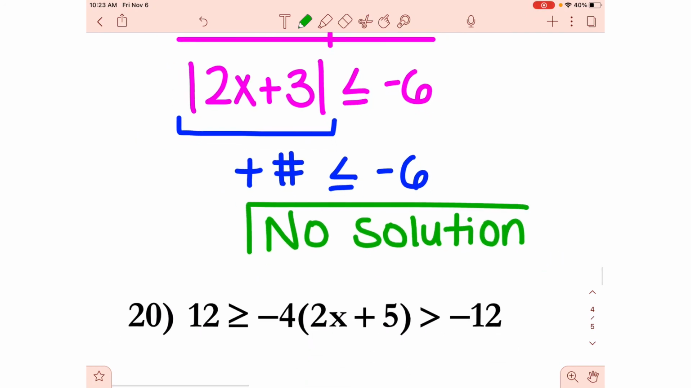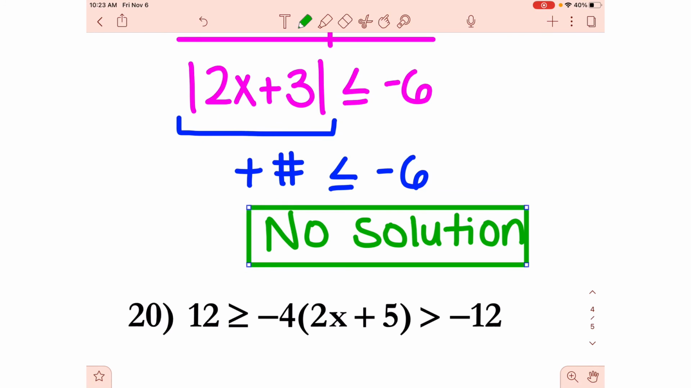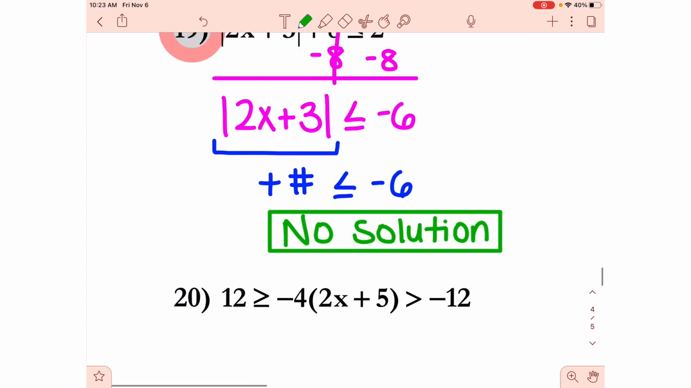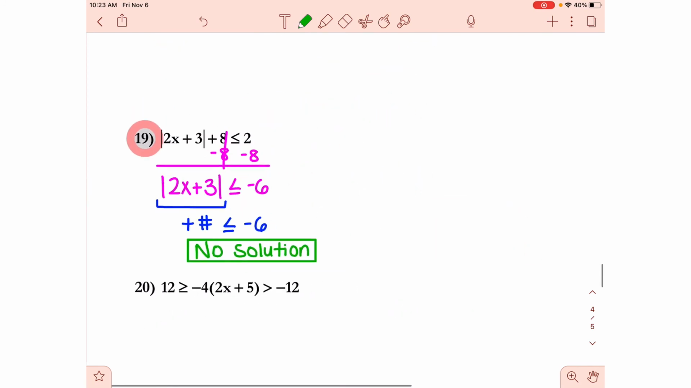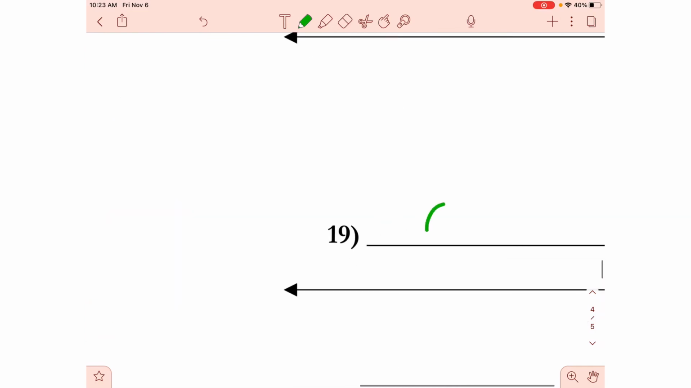Okay, if it was a greater than symbol, it would be all real numbers because a positive number is always going to be greater than a negative number. But this one, no such luck. This was a no solution.